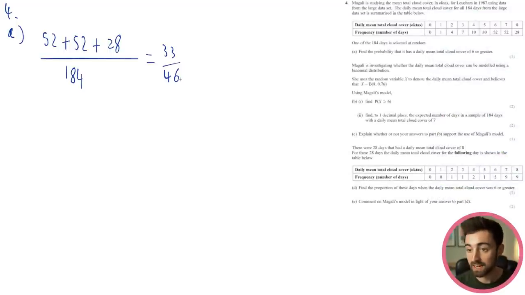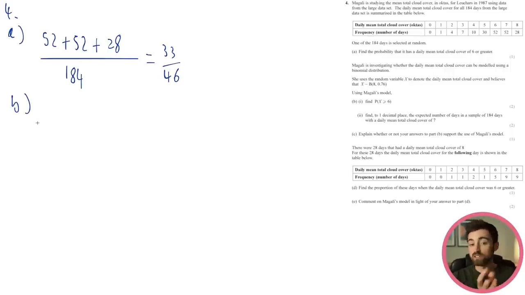Cool. Magali is investigating whether the daily mean total cloud cover can be modeled using a binomial distribution. She uses the random variable X to denote the daily mean total cloud cover and believes that X is distributed binomially with n to be 8 and p, the probability of success, to be 0.76. Find, using Magali's model, the probability that X is greater than or equal to 6.